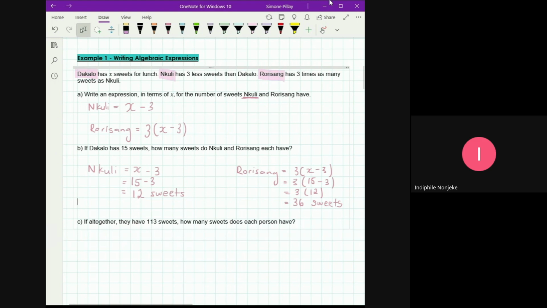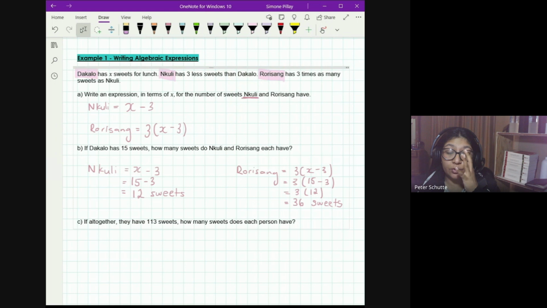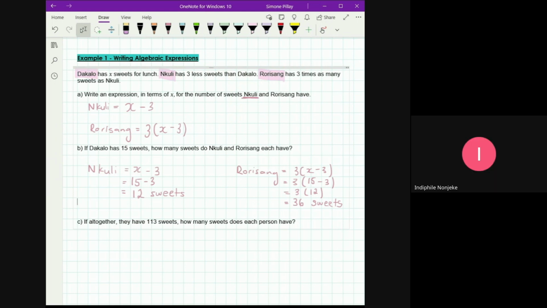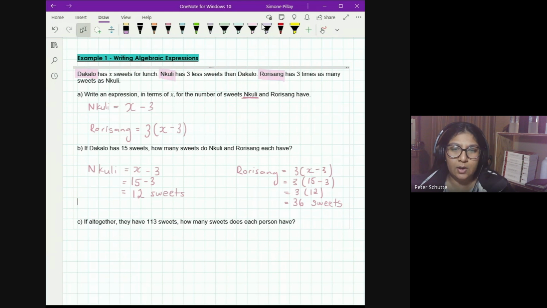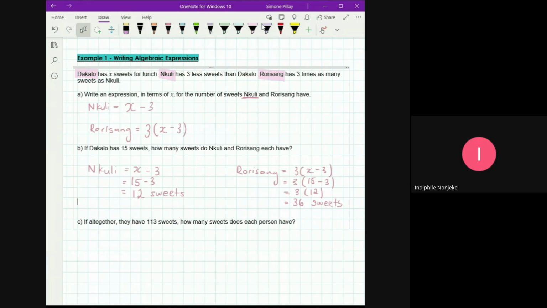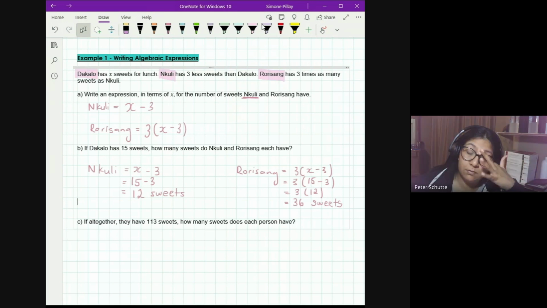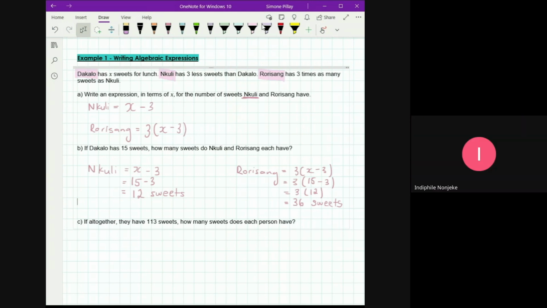Good afternoon, ma'am. We're going to have to, from the 113, ma'am, I was planning to divide. Or, ma'am, can I change it into a ratio? How would you do your ratio? I would say 113 to 12 from Nkuli's sweets to 36 from Rory-san's sweets. Where are you getting the 113 and the 12 and the 36 from?